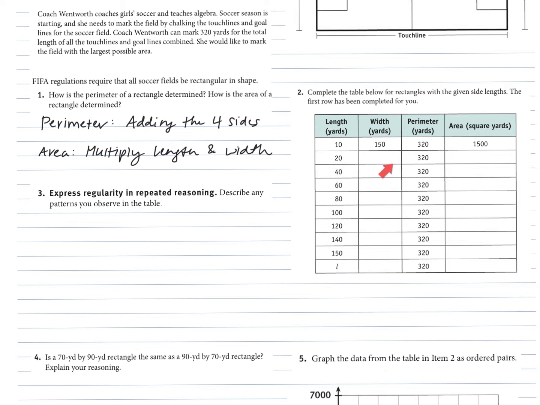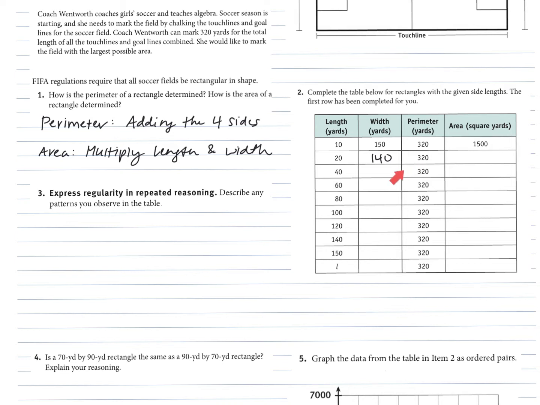Now we're going to do a couple of these together, and then I want you to pause the video and see if you can finish some of the rest. Let's start with our next example. If our lengths are 20, that means we have 20 and 20, which is 40. So we know the remaining amount: 320 minus 40 is 280. We want to divide that by 2 because we want to find the width. So 280 divided by 2 gives us 140. Each side of our width is going to be 140.